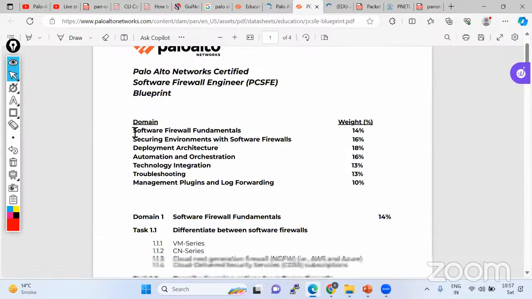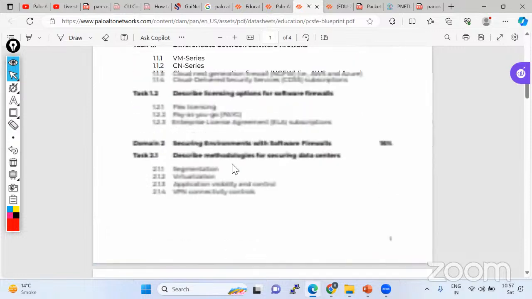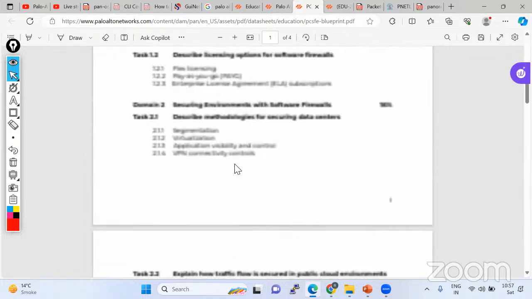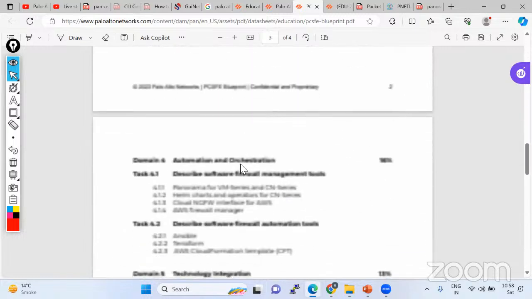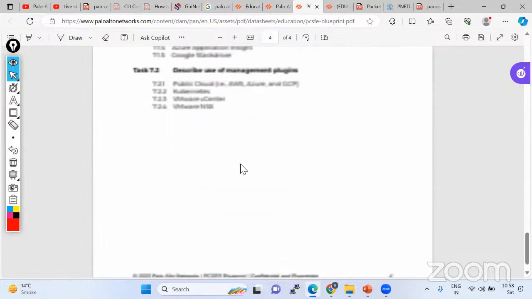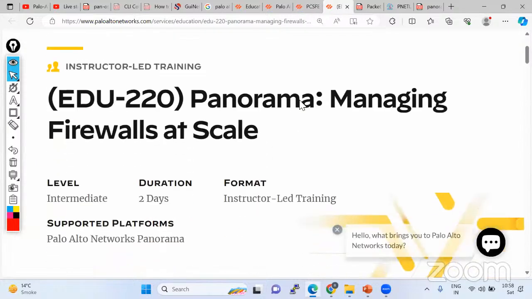You can see we have software firewall fundamentals, security environment and software firewall, deploying architecture, automation architecture, and technology integration. You can see VM-Series firewall and CN-Series firewall. What is a VM-Series firewall? What is a CN-Series firewall? Let me see. It's not fully downloaded, so it looks grayed out. But you can find the total exam topics here, and it is definitely fully aligned with our curriculum.